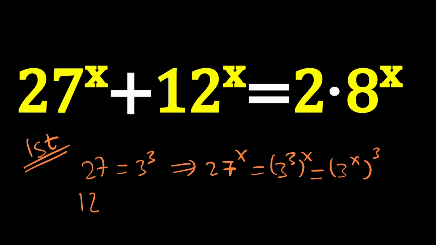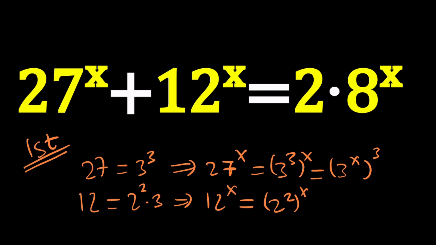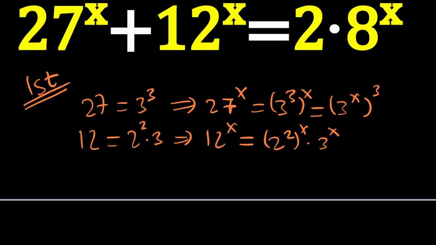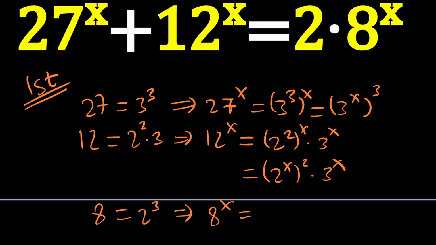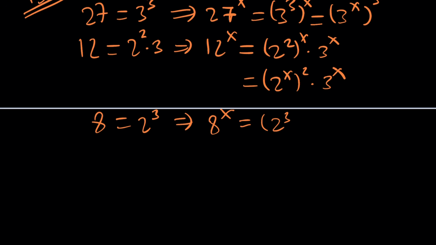And then 12 is 2 squared times 3. So 12 to the power x can be written as (2^2)^x times 3^x, which can be written as (2^x)^2 times 3^x. And then finally 8 is 2 to the third power. And from here 8 to the power x can be written as (2^3)^x, which can be written as (2^x)^3.